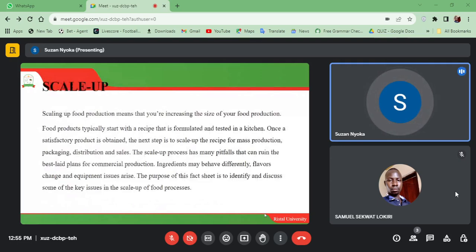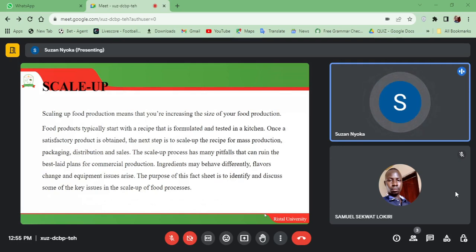Scaling up food production means that you're increasing the size of your food production. Food products typically start with a recipe that is formulated and tested in a kitchen. When the product is obtained, the next step is to scale up the recipe for mass production, packaging, distribution, and sales.